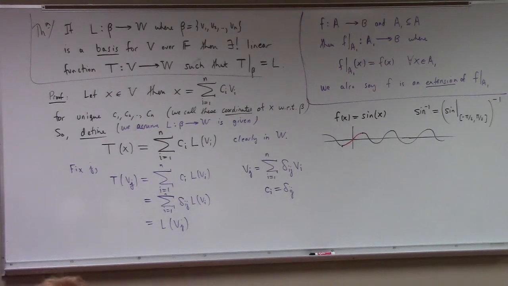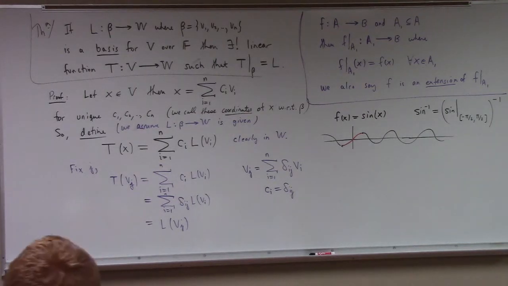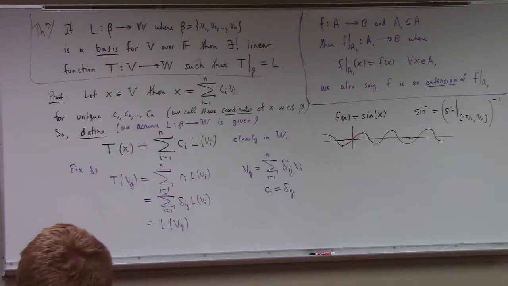What's left to show? Why is this unique? Well, it's unique by its construction because the coordinate is unique, right? And the L of V1 and V2 and L of V3, this is unique. It's given to be a function. So the formula which I wrote down proves uniqueness.